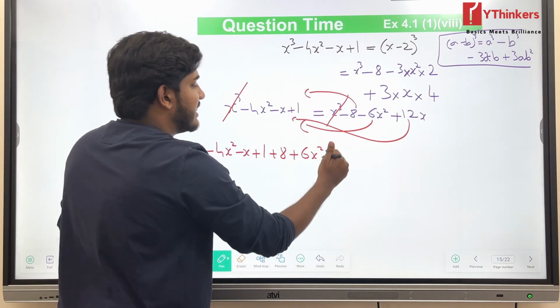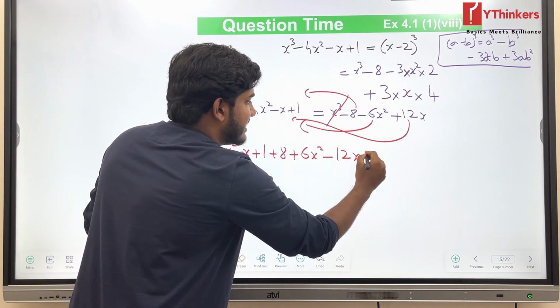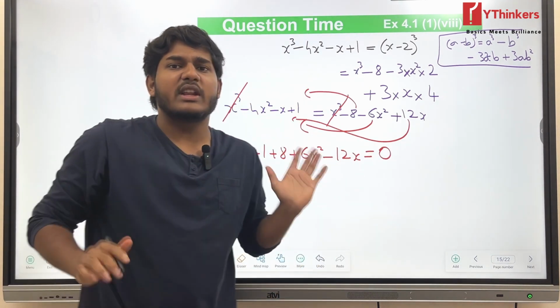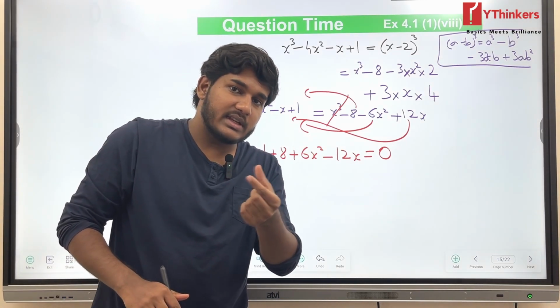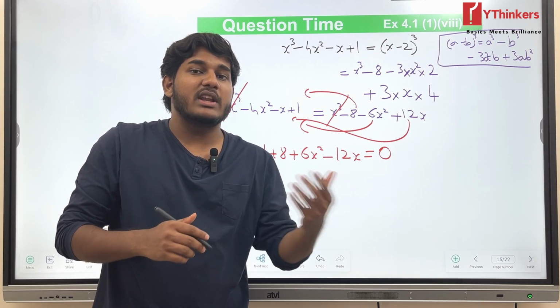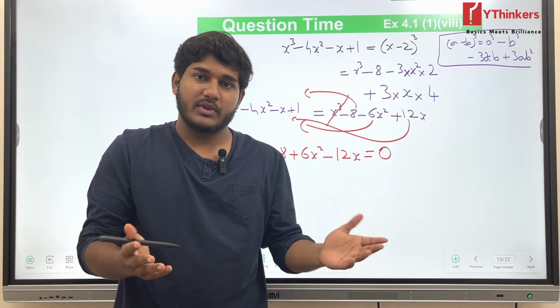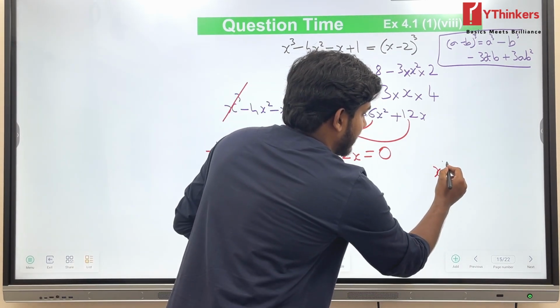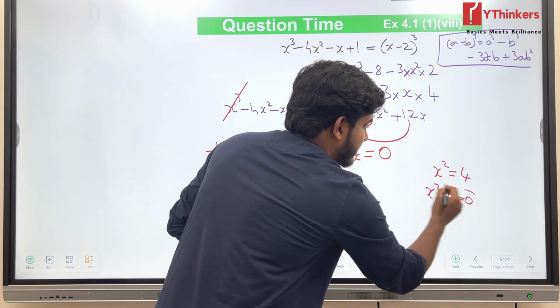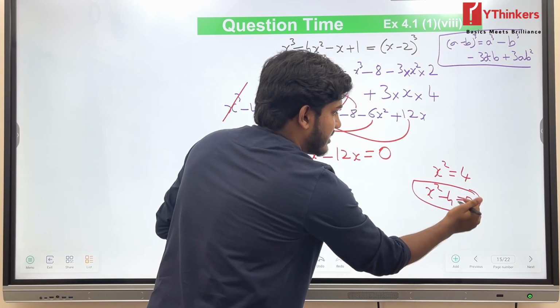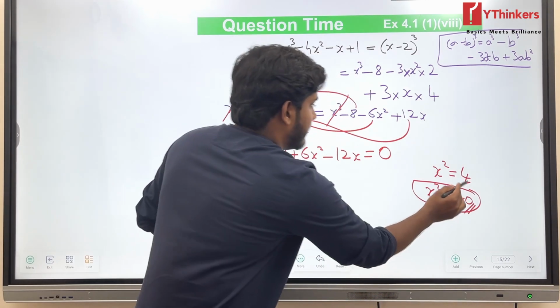12x, if it comes to this side, becomes minus 12x is equal to 0, correct? We have got an equation now. An equation is nothing but when you equate it to 0. When it is not equated to 0, it is called an expression. For example, this is an expression, but this is an equation. Whenever you put it as 0, it is an equation. This is just an expression.